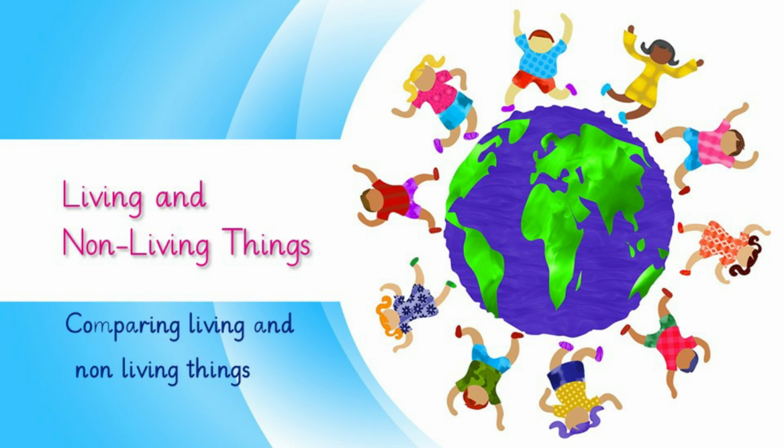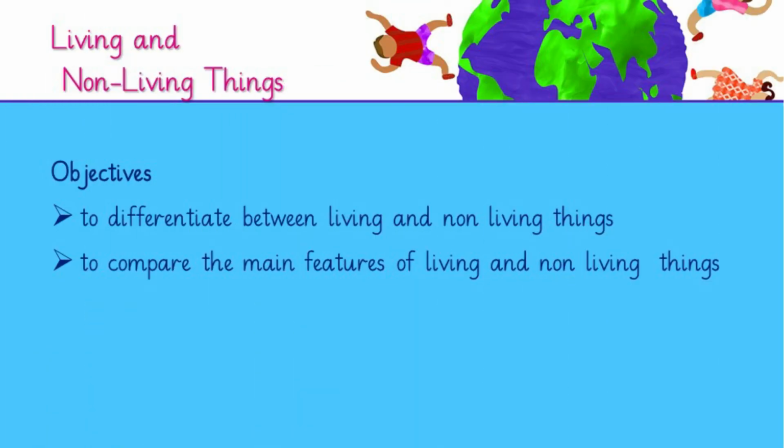Living and non-living things. This is the first chapter of the science textbook. Within the previous lessons, we discussed living things and non-living things separately. Within this lesson, we will study comparing living and non-living things. Objectives for today's lesson are to differentiate between living and non-living things, and to compare the main features of living and non-living things.